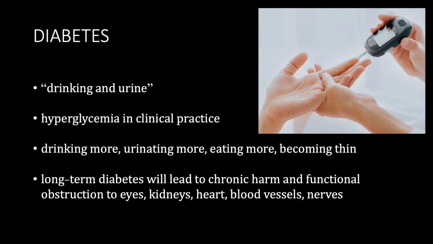It is a common disease caused by interaction between hereditary factors and environmental factors. According to Chinese medicine, it is called drinking and urine, mainly marked by hyperglycemia in clinical practice. There are such common symptoms as drinking more, urinating more, eating more, becoming thin.